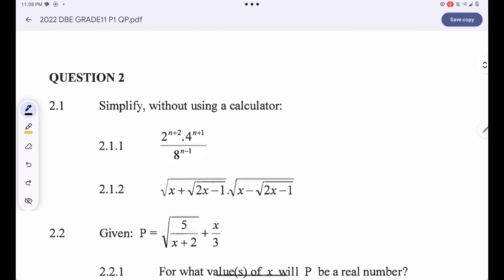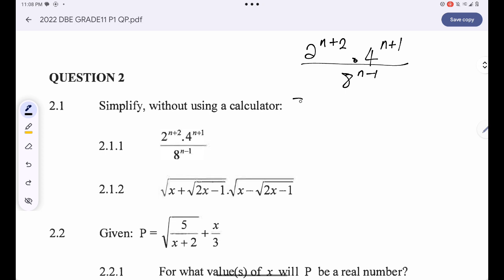Okay, so the first question simply says that I have 2 to the power 2n plus 2 multiplied by 4 to the n plus 1, all over 8 to the power n minus 1, right? Since I don't have plus and minuses separating my terms, the only thing I need to do is to make sure that I have the same base.